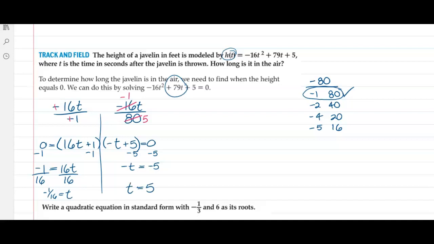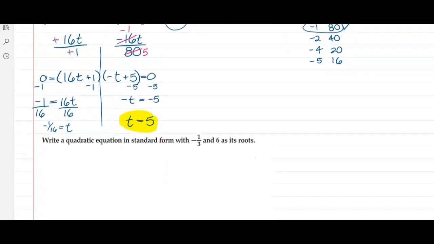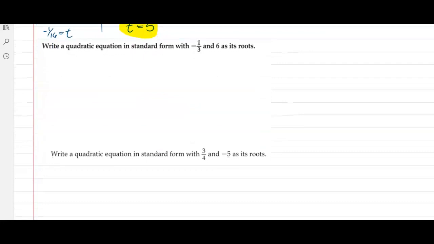And remember, t represents time in seconds. So we do have two answers that solve this quadratic equation, but only one of them is reasonable. T equals 5. T equals negative 1/16 second doesn't even make sense with this situation. Time cannot be negative.